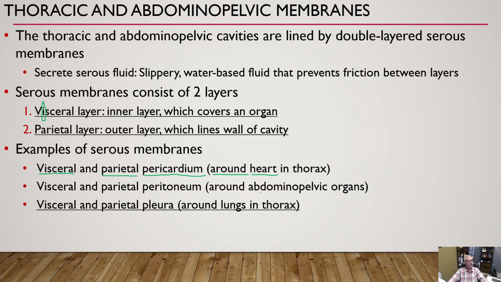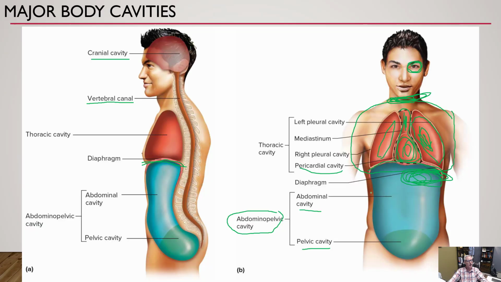If we're talking about a lot of our abdominal pelvic organs, we call that our peritoneum. So we have a visceral peritoneum that would kind of cover our small intestines. And then we have a parietal peritoneum that would line that whole abdominopelvic cavity right here.